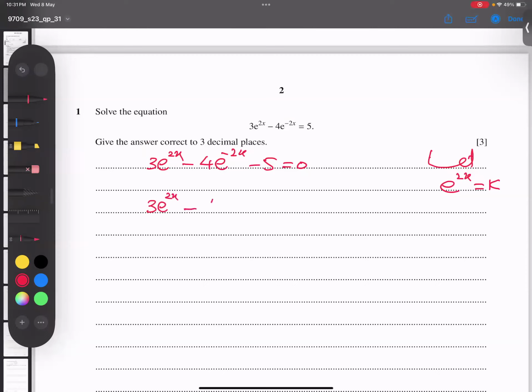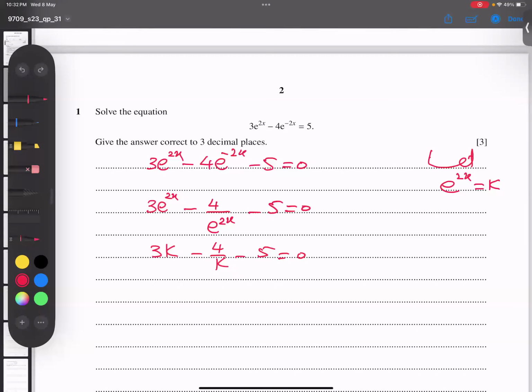And how can I do it? I will bring the whole thing in the denominator, and the power sign will change. Now I can assume e to the power 2x as k. Okay, students, how to get rid of this fraction?